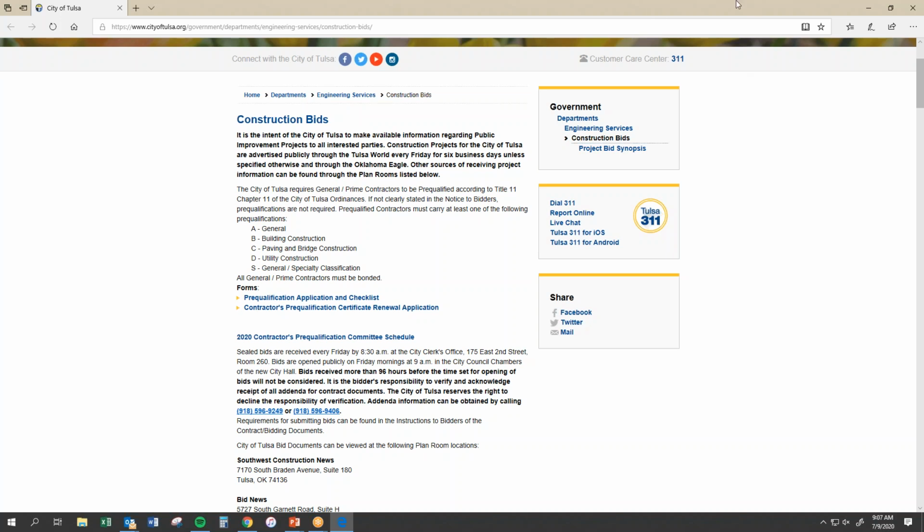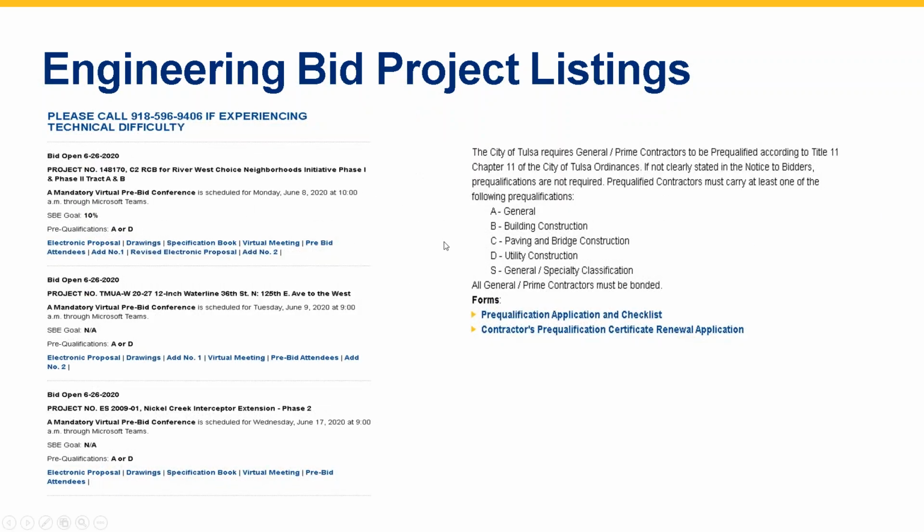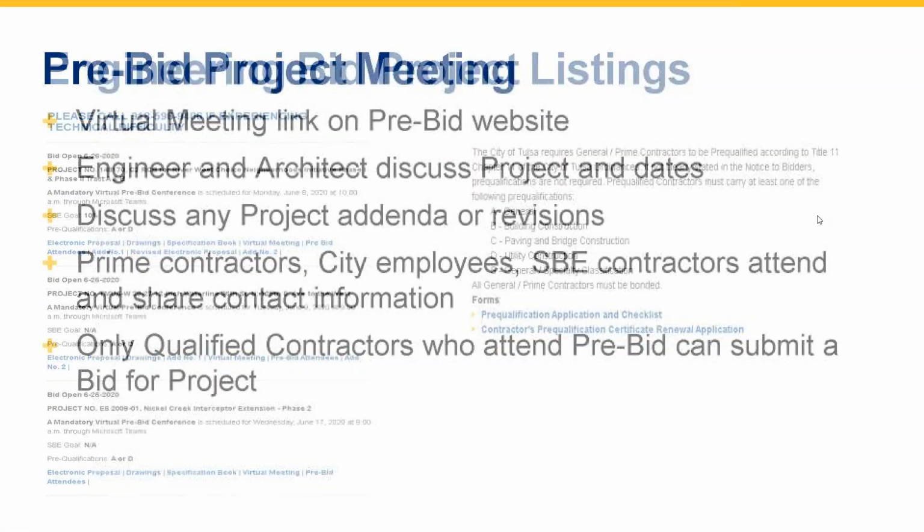I'll go back to the slide here. See if it'll go back. So as you can see, there are links to everything: addenda, revisions, spec books, the plans, the goal, and then if there's any pre-qualification indicated for each of those projects. Basically did a screenshot in case that website was not going to work for us, which I'm glad it did.